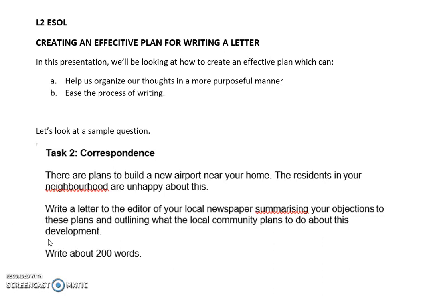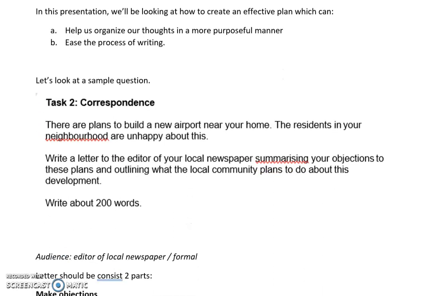So a lot of information here. There's going to be a new airport near my home. The residents aren't happy about this. Okay, so residents in your neighborhood, this suggests people who are going to be living close to that airport. So that's important to know. We need to write a letter to the editor of the local newspaper, so I need to remember that, and that tells me that it's going to be a formal letter. I'm not writing a letter to a friend, and I need to include 2 points in this letter.